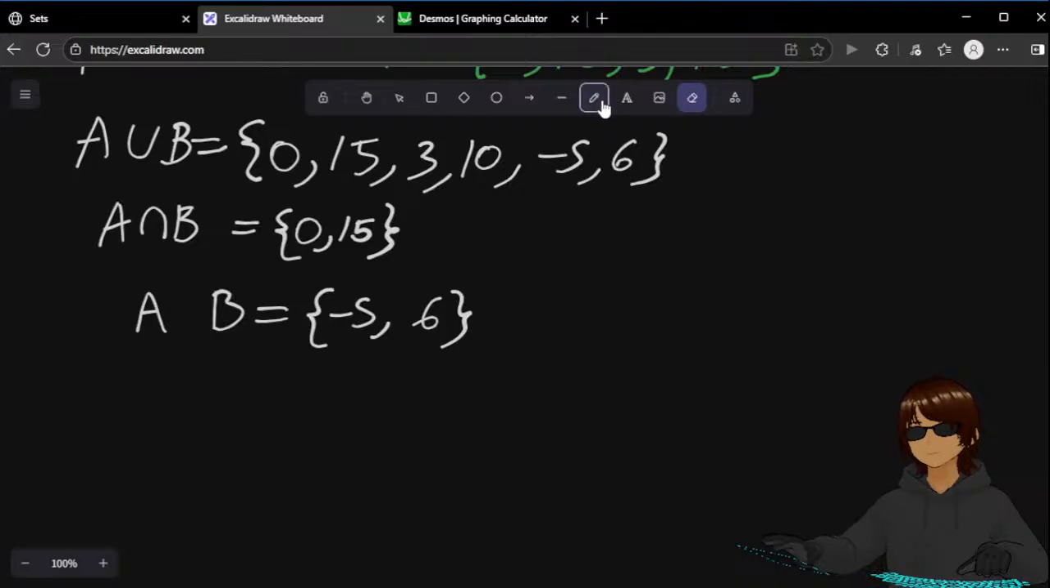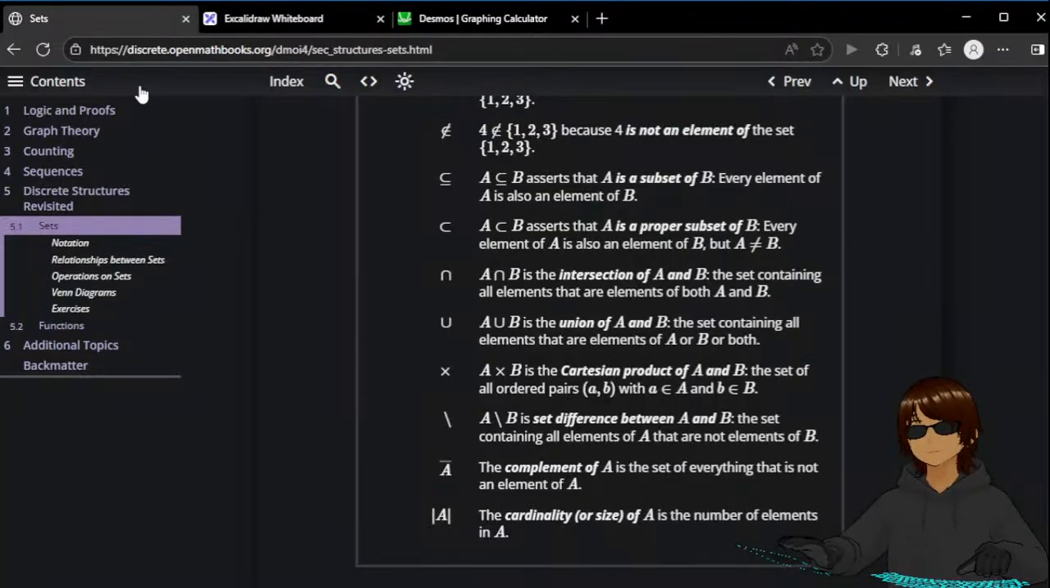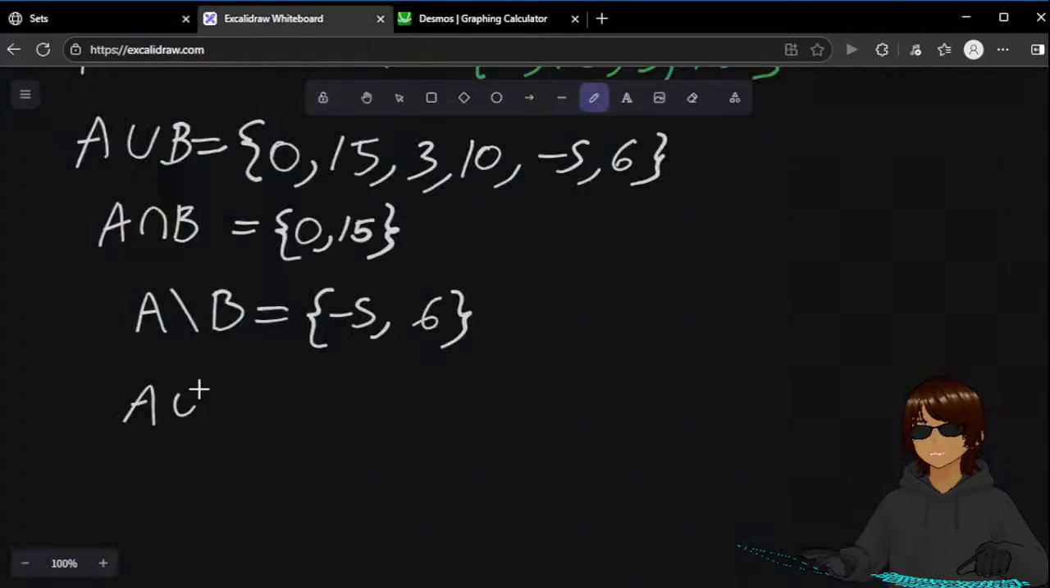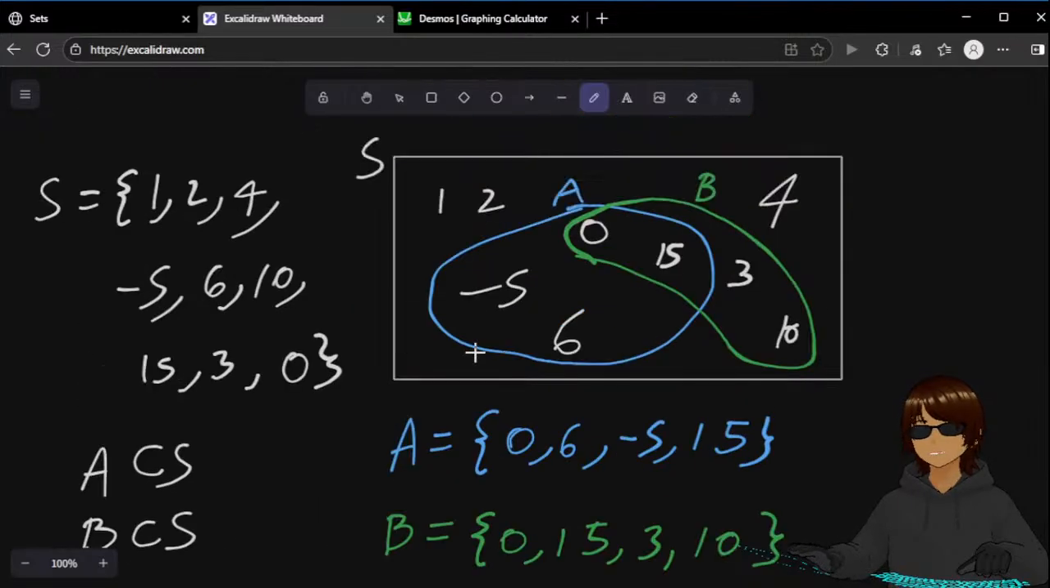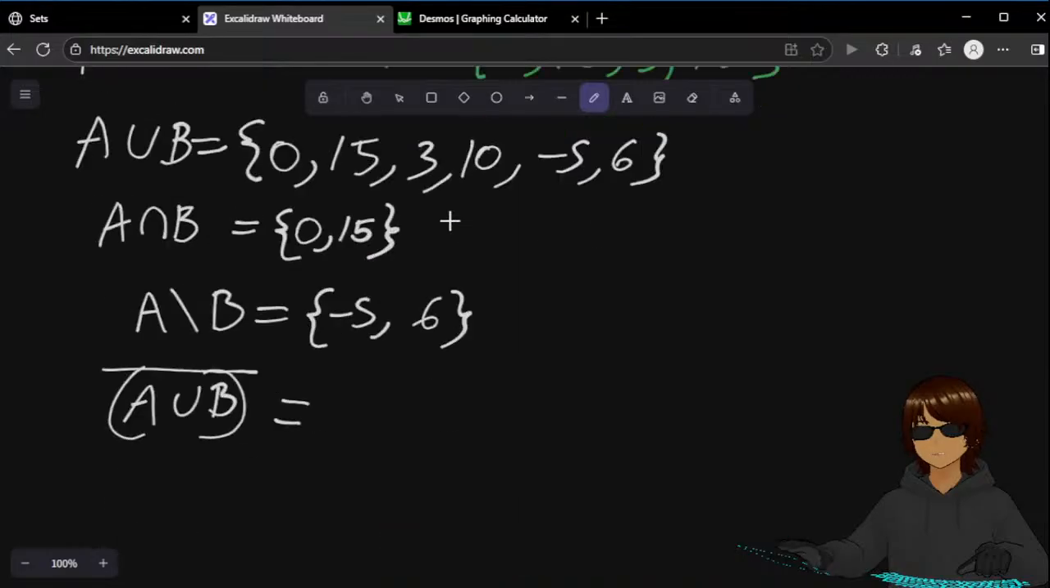The thing is, they're using the slash though. I've never seen this forward slash. The complement of A is the set of everything that is not an element of A, I think. The complement of A union B is everything outside of A union B: 1, 2, 4.